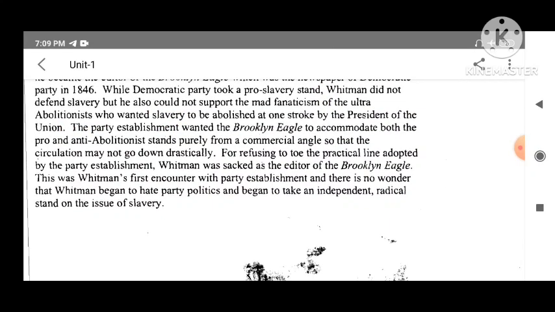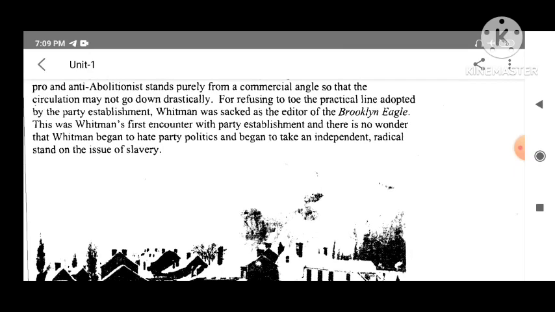The party establishment wanted the Brooklyn Eagle to accommodate both the pro and anti-abolitionist stands purely from a commercial angle so that the circulation might not go down drastically. For refusing to toe the practical line adopted by the party establishment, Walt Whitman was sacked as the editor of the Brooklyn Eagle. This was Whitman's first encounter with the party establishment, and it is no wonder that Whitman began to hate party politics and began to take an independent radical stand on the issue of slavery.